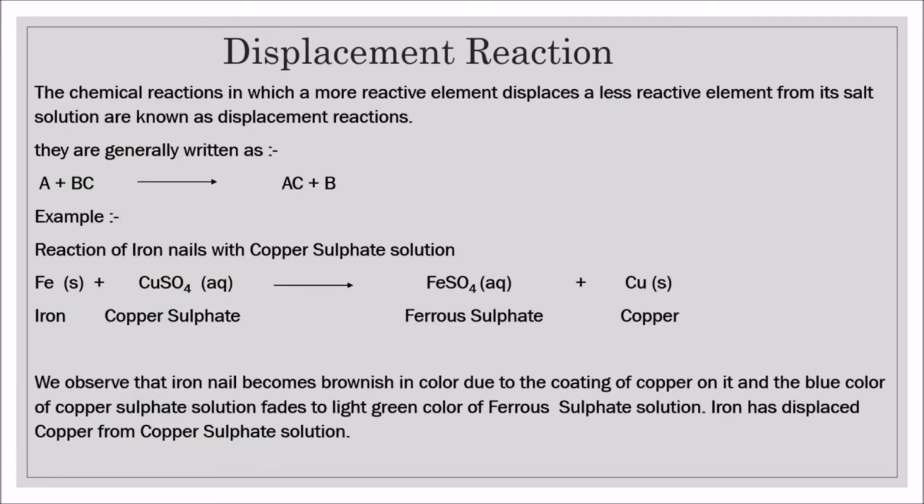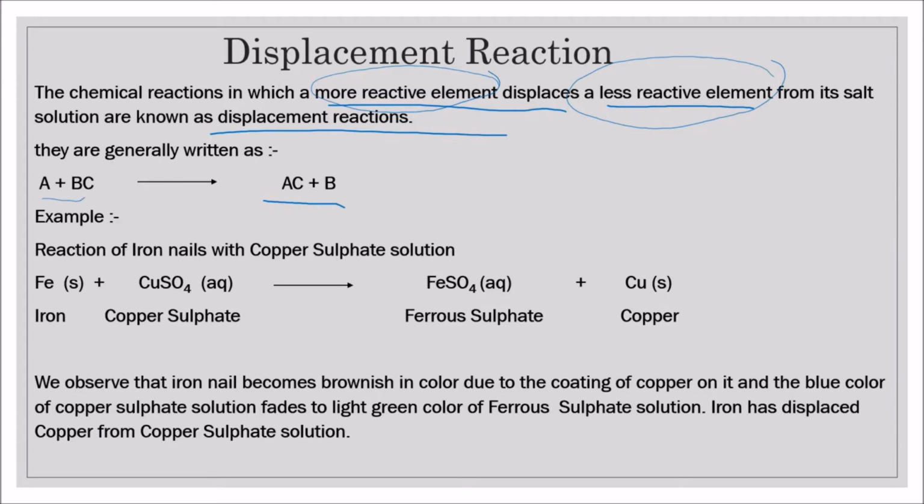Let's talk about displacement reaction now. The chemical reactions in which a more reactive element displaces the less reactive element from its salt solution are known as displacement reactions. They are generally written as A plus BC gives AC plus B. Here, A was more reactive than B, and that is why it displaced B from its salt solution and took its place. Let's see one example.